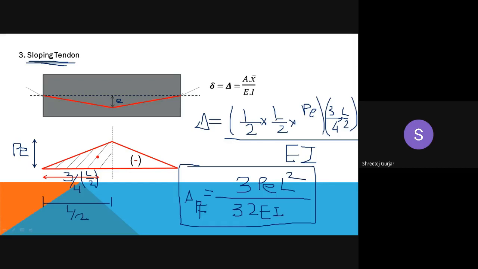Okay, so the first answer we have got is correct for the parabolic cable: pi by 48 PEL squared by EI. But when you have a linear bent tendon, a single bent tendon, which you are solving now, it should be 1 by 12. Is it 1 by 12?